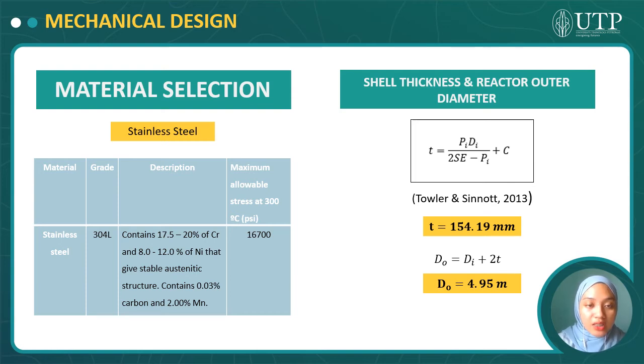For the material selection, the material chosen was stainless steel, and the allowable stress is shown here, which is 16,700 at 300 degrees Celsius. The shell thickness is also calculated from this correlation, where the thickness of the shell is 154.19 millimeter, while the outer diameter of the reactor is now 4.95 meter.